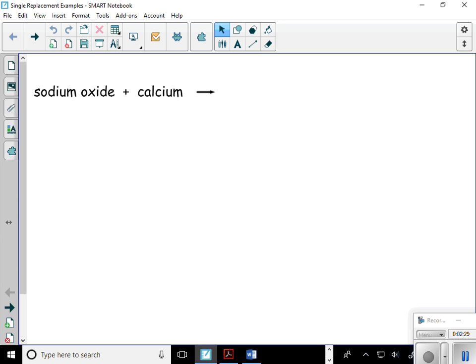So the very first one that we are going to work here, sodium oxide plus calcium. Now let's scan down through our 5 single replacement reactions. Which is this? 1, 2, 3, 4, or 5? What do you think? Could it be 1? A metal and an aqueous salt. Well, that is an aqueous salt, and that is a metal.